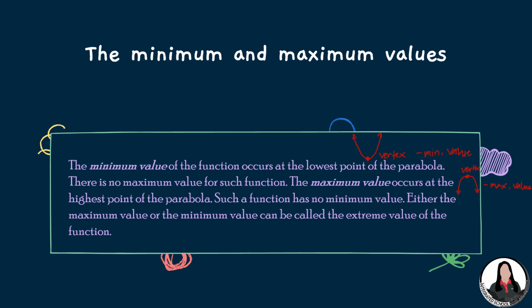Either the maximum value or the minimum value can be called the extreme value of the function. So the extreme values can be minimum or maximum value depending on the direction of the opening of the parabola.